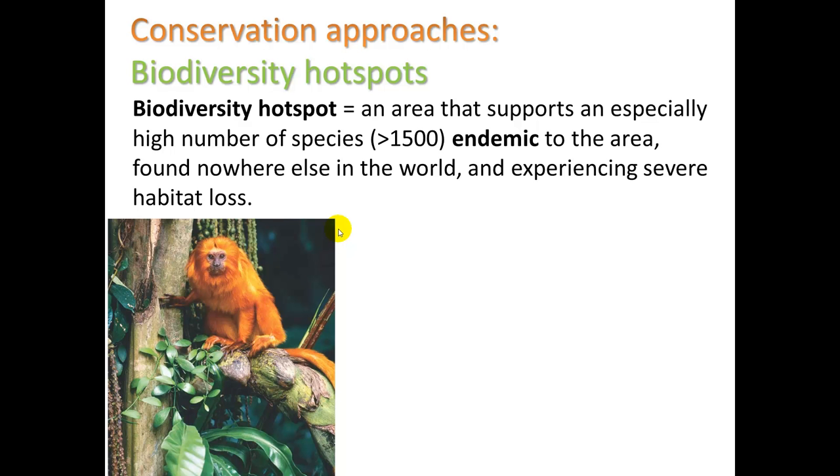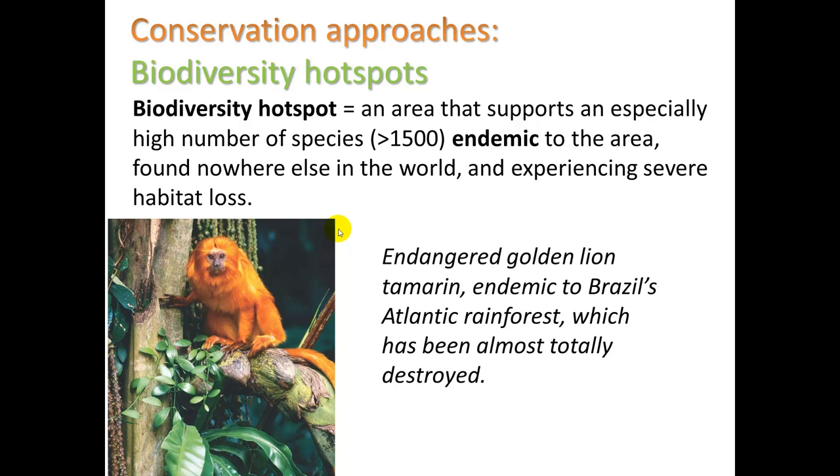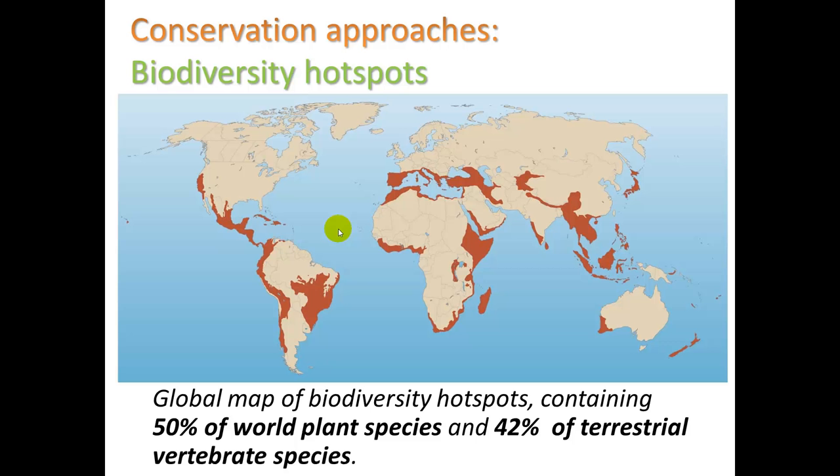All right, now this is a big concept that you do need to know, biodiversity hotspot: an area that supports an especially high number of species, meaning maybe more than 1,500, endemic to the area, meaning found nowhere else in the world, and experiencing severe habitat loss. Here we see an endangered golden lion tamarin, endemic to Brazil's Atlantic rainforest, which has been almost totally destroyed. If you take a look at the worldwide map, these areas in red are global biodiversity hotspots, where 50% of world plant species and 42% of terrestrial vertebrate species are known to exist. Many of these areas are along the coast, as you can see.